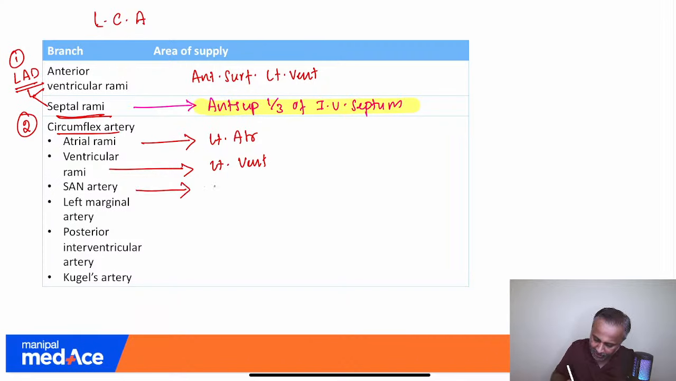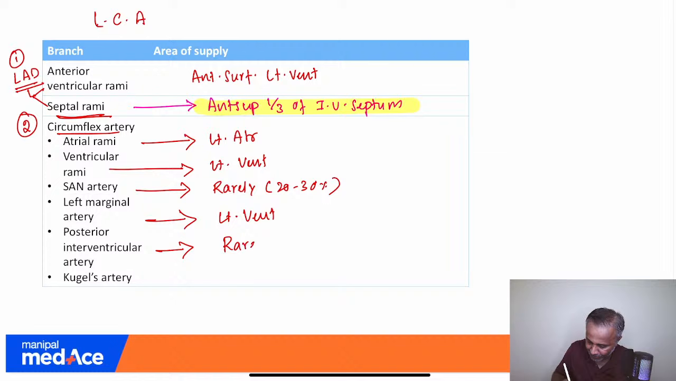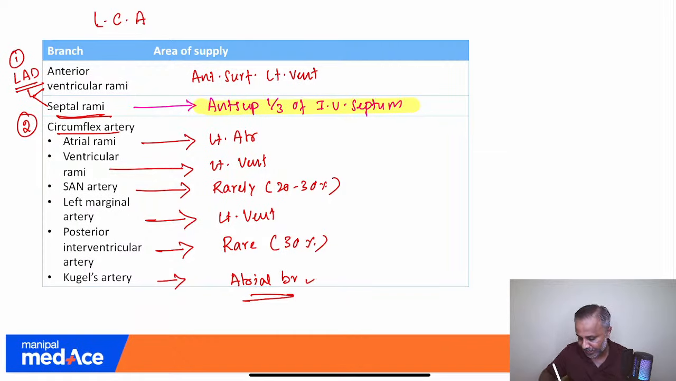The SAN artery arises rarely, in about 20 to 30% of individuals, from the circumflex artery. The left marginal artery again supplies the left surface of the left ventricle. The posterior interventricular artery from the circumflex is rare, seen in only 30% of individuals. In the majority, 60 to 65% of individuals, it arises from the right coronary artery. Then we have Kugel's artery, which is the atrial branch coming from the left coronary artery. Sometimes this supplies the sinoatrial node.